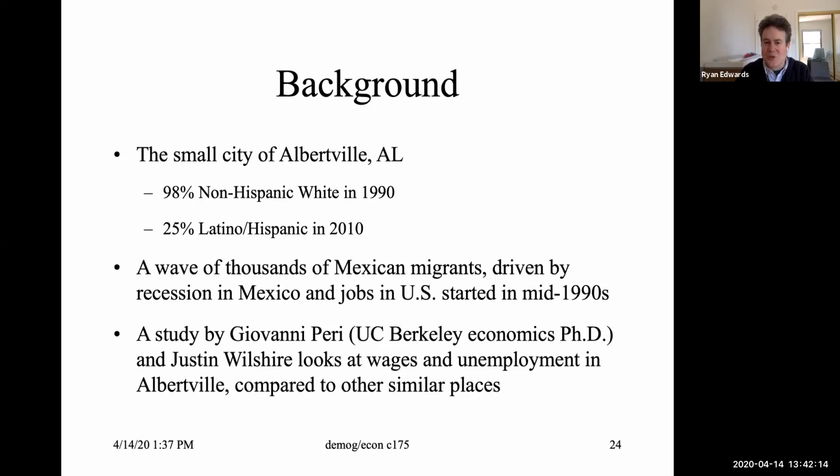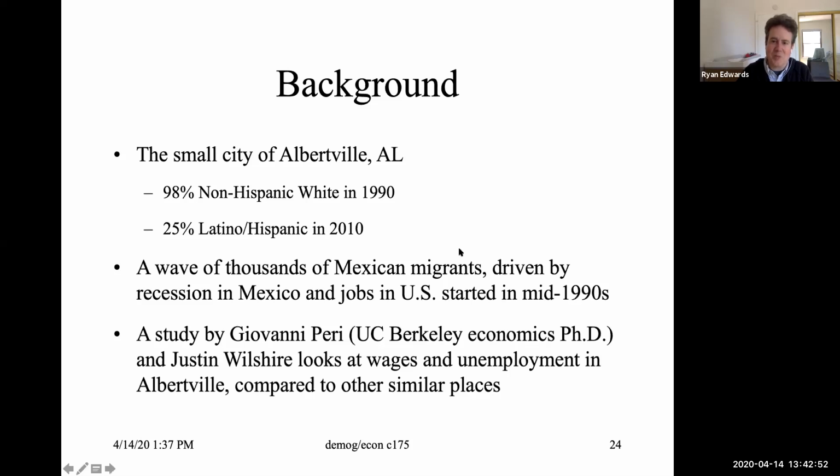What happens in this research? So Giovanni Peri, who's a guy who was in the graduate program about the same time I was, back around the turn of the millennium. He's now at UC Davis. He and a co-author, they look at wages and unemployment in Albertville, and they also look at other similar places within Alabama. And the objective is to look at places like Albertville, where there was a giant increase in the Mexican-American community there, driven by a recession in Mexico and jobs in the United States, and to see comparatively what happened in other counties that were otherwise similar.